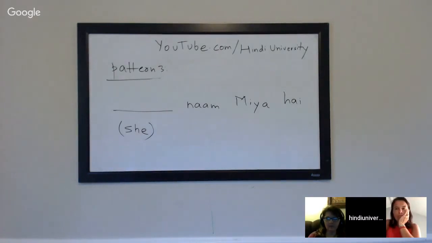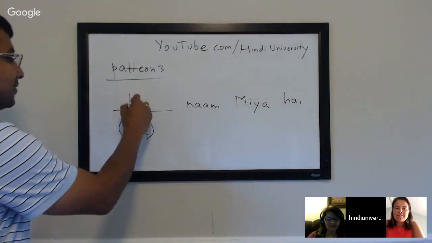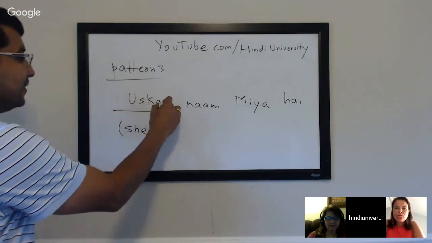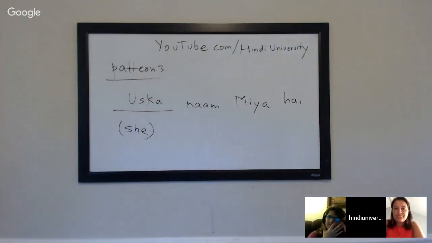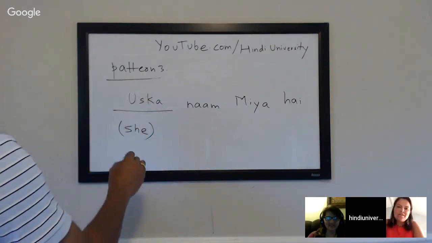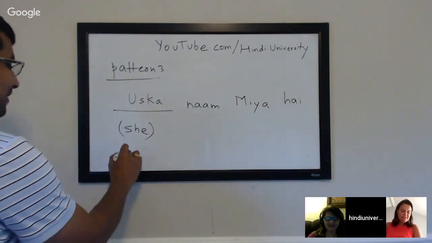Okay, very good. So I'm getting some answers on the Facebook Live. I'm gonna in this case unmute Agnes. So give me 1 minute and I'm gonna unmute her. Okay, Agnes, what do you think the post position will be in this case? Uska naam Mia hai. Okay, so her name is Mia. You're saying in this case it would be uska naam Mia hai. Why uska? Because it goes with naam. Okay, so it's her name, so her, it's name.